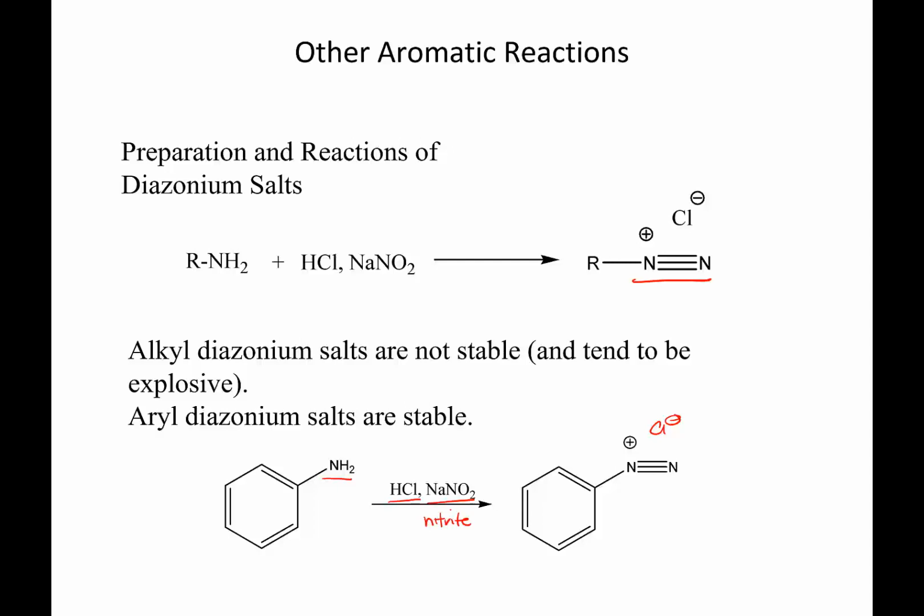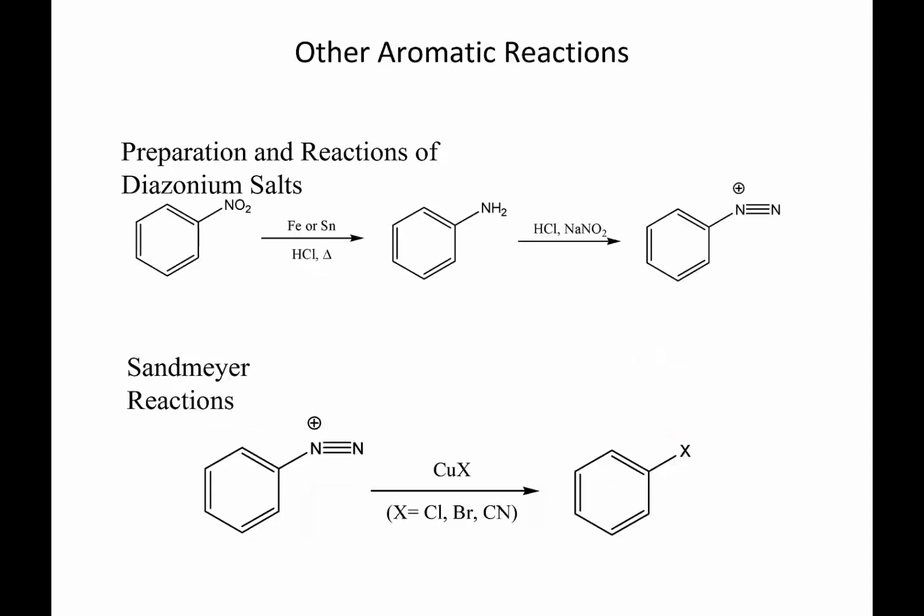So we could make this in the lab. We could take aniline and we could make the diazonium salt out of it. Now if we do that, and we have to go through these first 3 steps to get to the diazonium salt, then we can do all sorts of reactions to replace that N triple bond N with different groups.